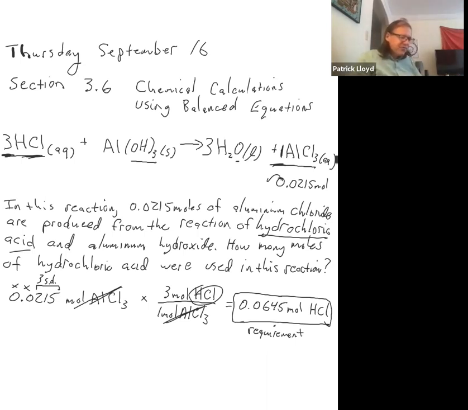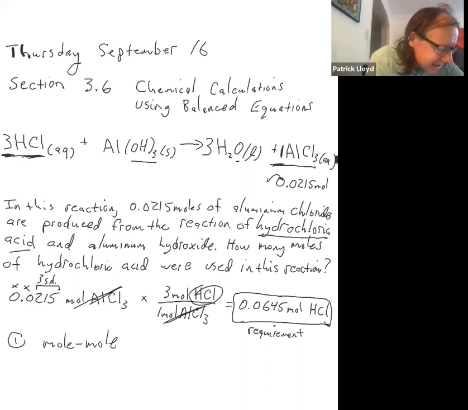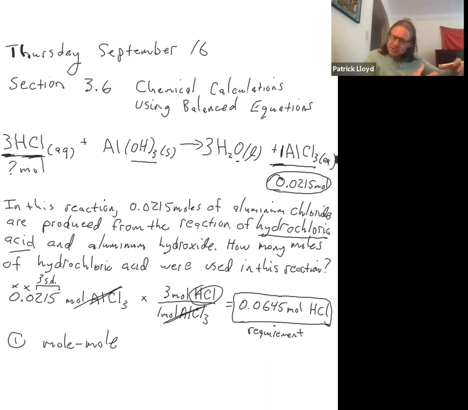And there you go. So that's the mole to mole. As I said, there's 3 sort of types of calculations here. So this is really number 1, which we'll call mole to mole, because what we're doing is we're taking a given amount of moles of one substance and we're figuring out how many moles of another substance are in that relationship.